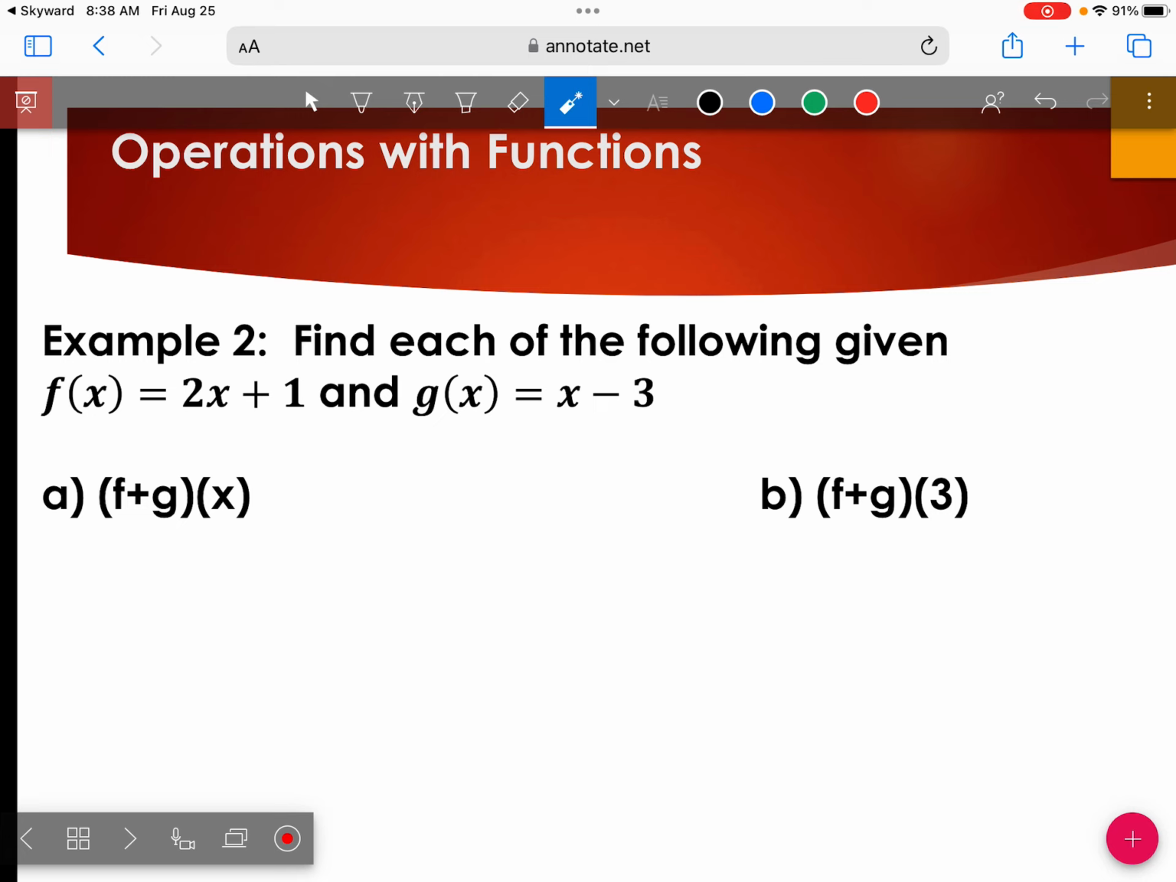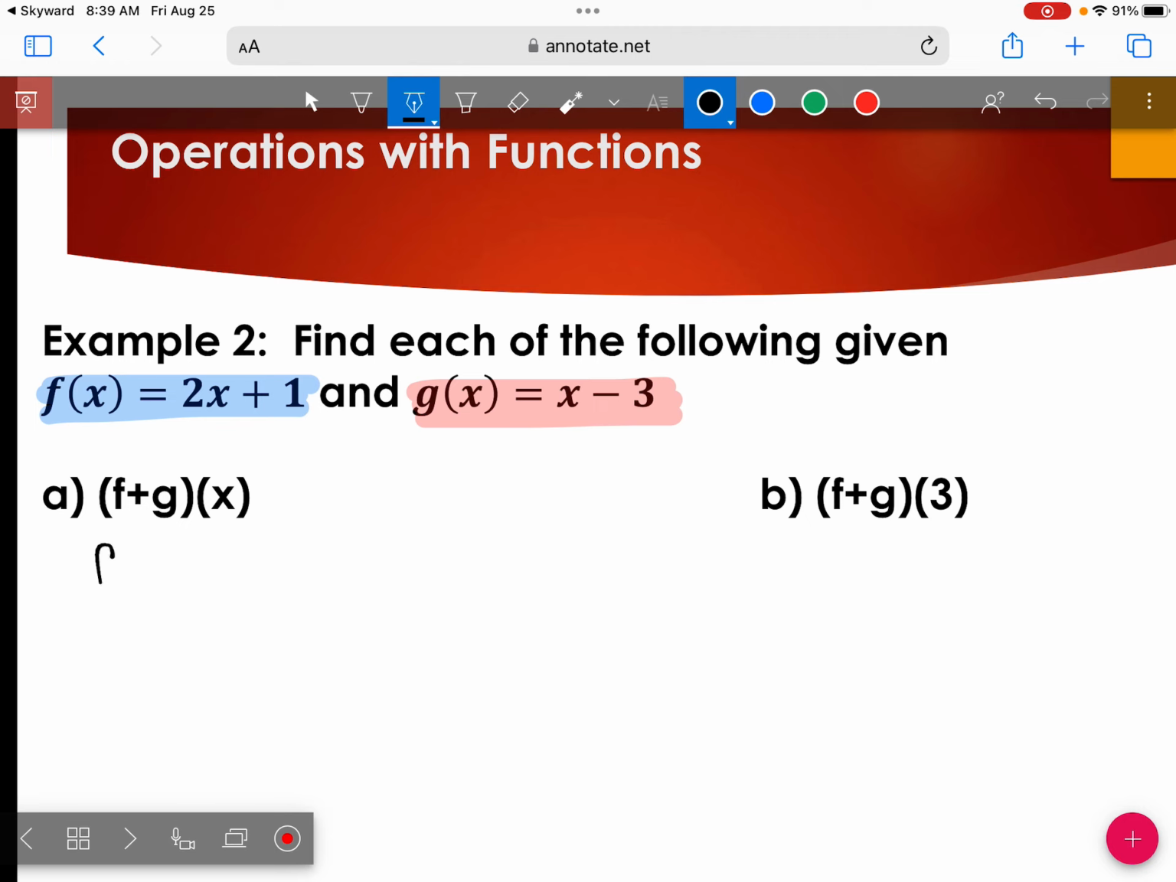So we have 2 functions here. We have f of x equals 2x plus 1. And we have g of x equals x minus 3. We're going to take these 2 functions and do all 4 operations with them. So the first operation we're going to do is addition. So let's go ahead and add these 2 together.